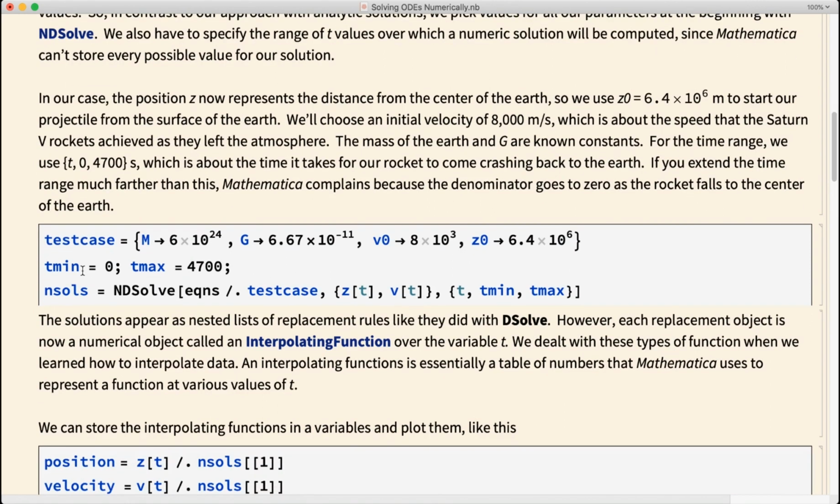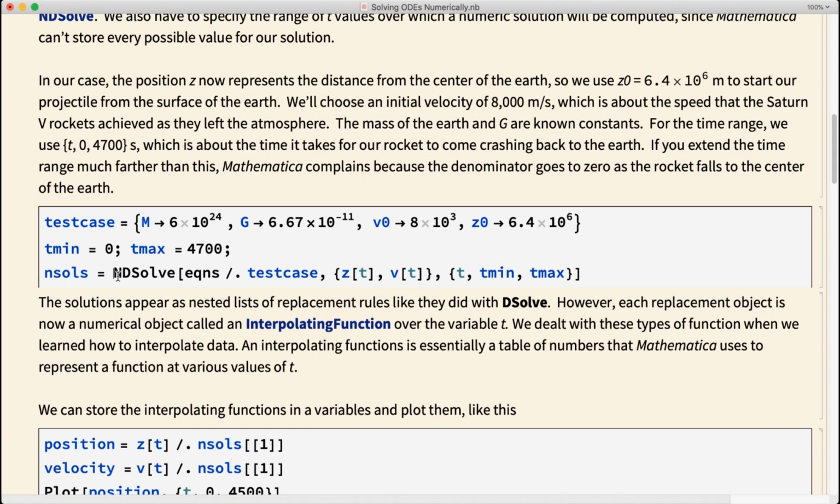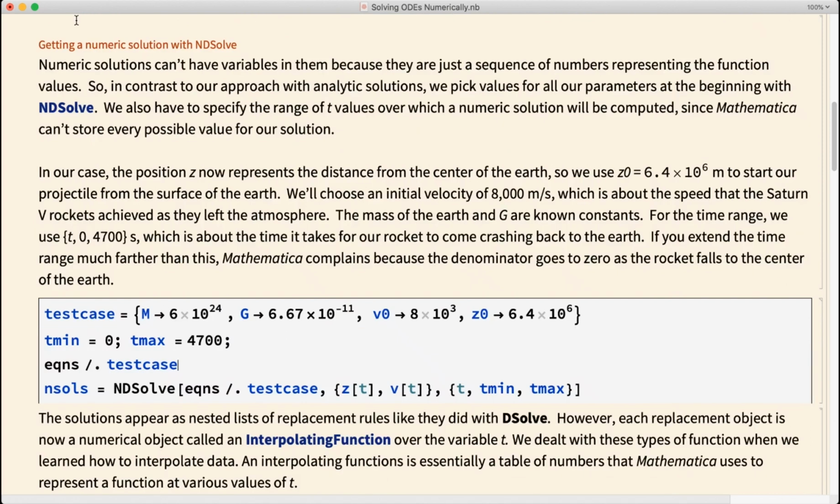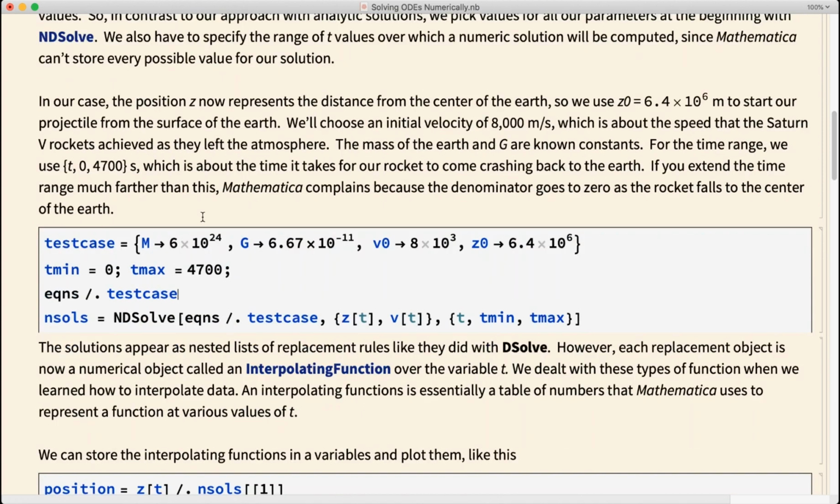Okay, and then I'm going to define some min and max times that I want to solve this on. And then let's look at the syntax for the solution. So NDSolve. And then just so I can make sure you guys understand what that is, I'll put this separate up here. I'm going to say, hey, go into this list of equations and make all of these replacements, okay, and then solve that. But now I want you to solve it for, because I've got two first order differential equations to solve, I'm going to get two solutions, okay?